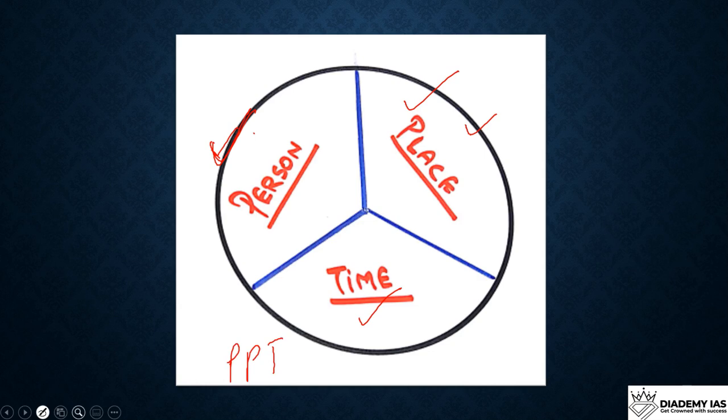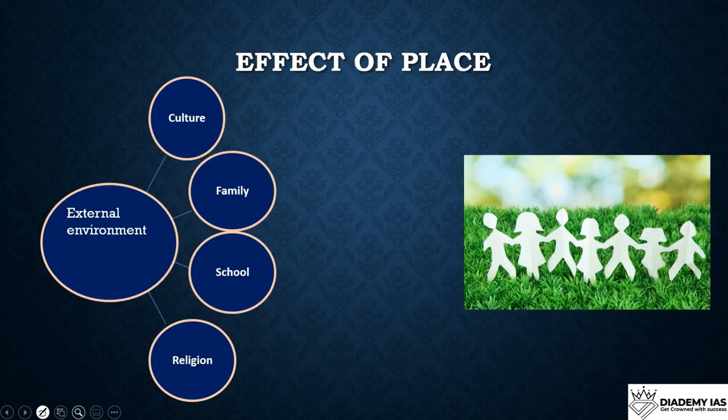So let's first see the effect of place on ethics. The external environment includes a lot of things. It starts with family, school, culture, overall culture, religion. A place has a culture. Where you live, you have a family, you have a school you go to, and then most probably there is a religion which you follow. So place is the external environment, which includes all these four things. It can include a little bit more, but anything extra you can add will come under one of these headings.